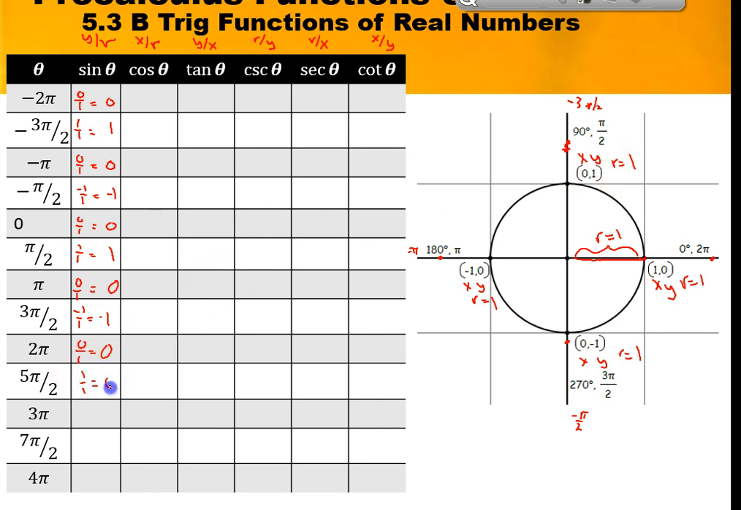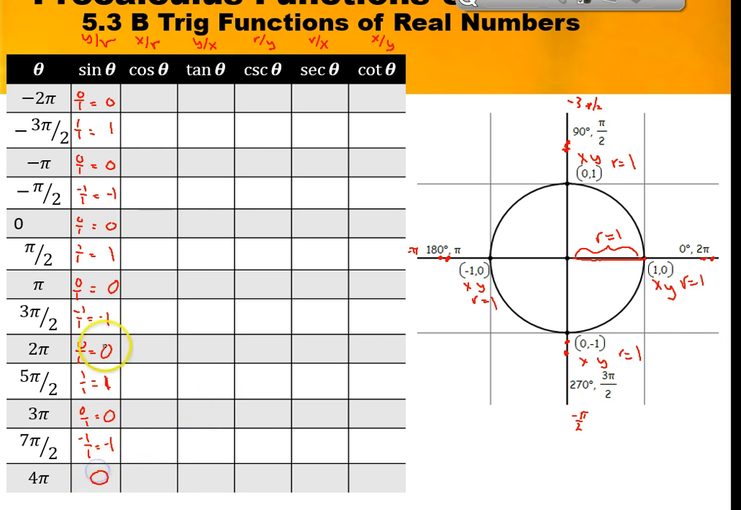which is 1. And then 3 pi, well, this is 5 pi over 2, so this is 6 pi over 2, which is really 3 pi. So this is 0 over 1, so just 0. And then this was 6 pi over 2, so this one's 7 pi over 2, so y would be negative 1 and r would be 1, so negative 1 over 1, which is negative 1. And then finally 8 pi over 2 right here, which is really just 4 pi. And that would be y over r, so 0 over 1, which is 0.